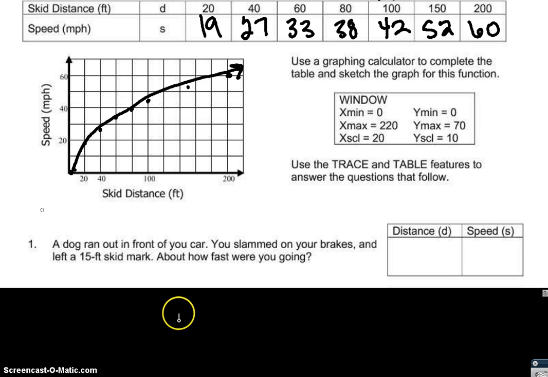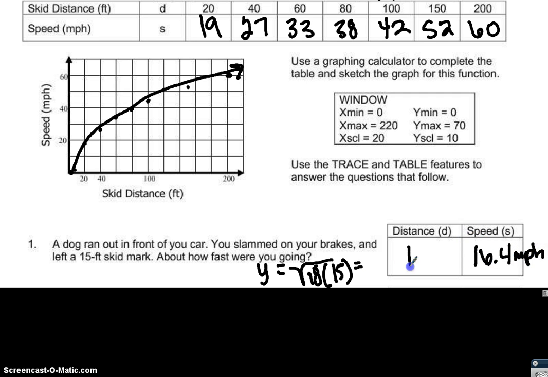It says a dog ran out in front of your car. You slammed on your brakes and left a 15-foot skid mark. About how fast were you going? So using the same equation, the square root of 18D, what am I going to do with the 15? You should say that I'm going to plug in 15 for D. So I have y equals the square root of 18, and instead of D, I'm going to plug in the number 15. So when you multiply that out, your speed is approximately 16.4 miles per hour. And the distance was 15 feet. It told that to me in the problem.